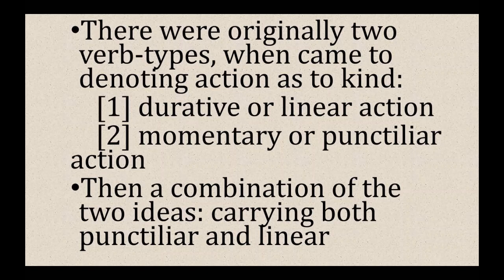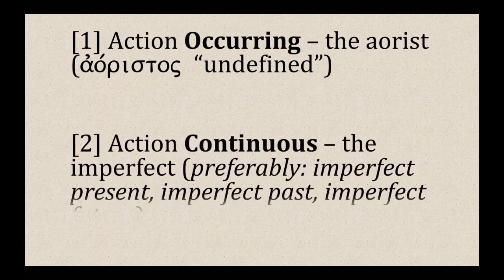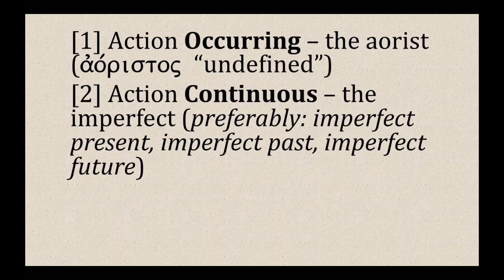And then the combination of two ideas, punctiliar and linear. So we have action occurring, aorist. Aoristos is undefined. This is the name of the word. And then we have action continuous. This is the imperfect, right? And I told you before, it would probably be better to refer to imperfect present, imperfect past, imperfect future. But we're not going to change that, because we'd have to change a whole bunch of grammars at the same time. But just so you get that sense of it.